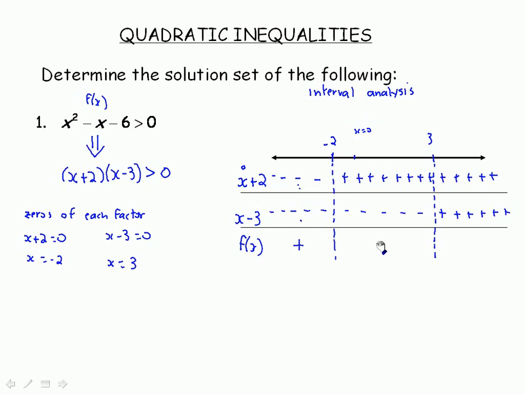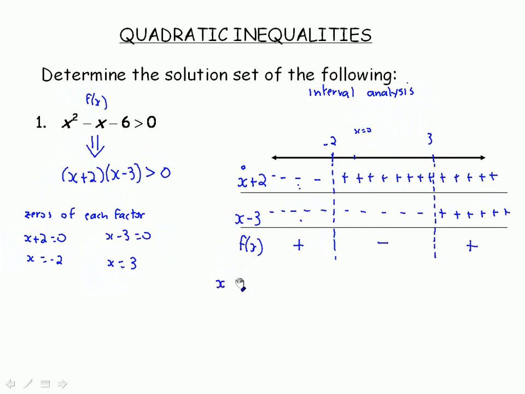And then for the interval from -2 to 3, positive times a negative is a negative. So that tells me that the function is negative in that interval. And then finally, if x is greater than 3, a positive times a positive is also a positive. So it means that the function is positive when x is greater than 3.